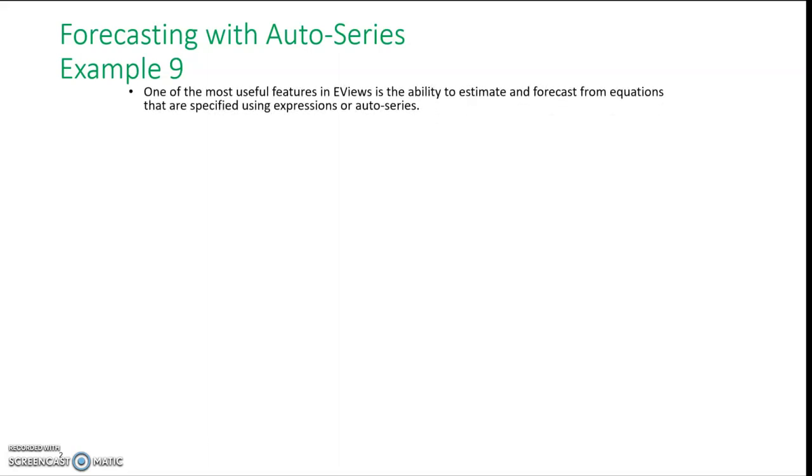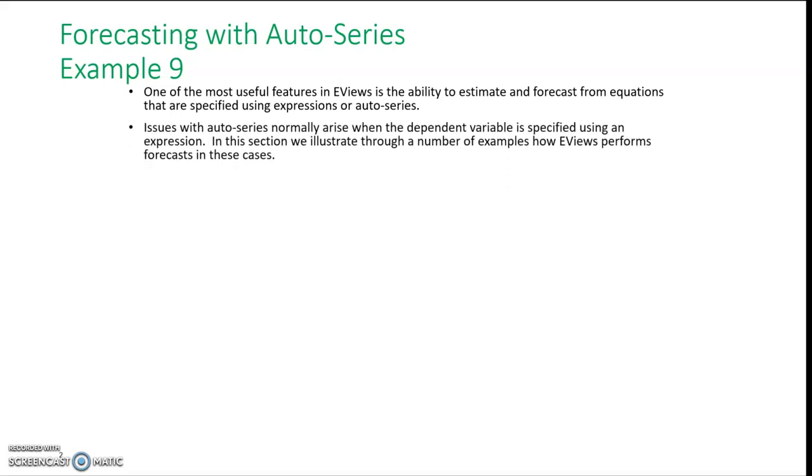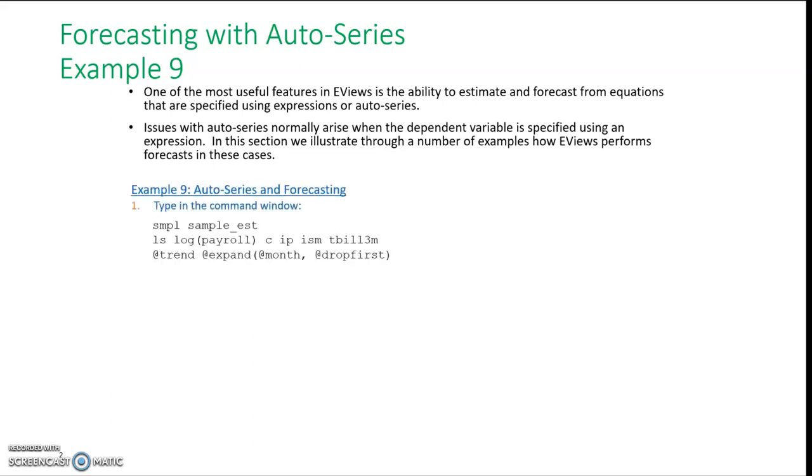One of the most useful features of eViews is the ability to estimate and forecast from equations that are specified using expressions or auto series. Issues with auto series normally arise when the dependent variable is specified using an expression. In this section, we will illustrate through a number of examples how eViews performs forecasts in these cases.